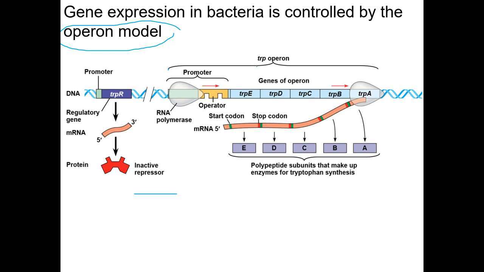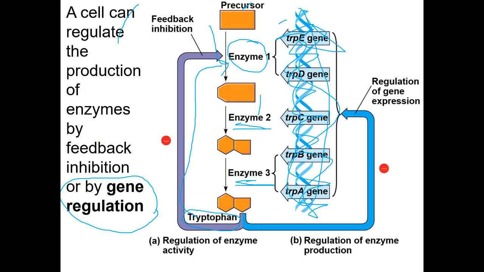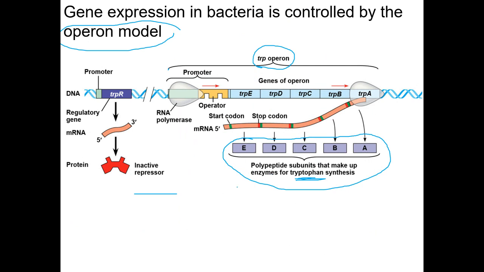So we're going to be looking at the trp operon, which is short for tryptophan. These are polypeptides, and these are the enzymes that you need in order to make tryptophan. So back to here, these enzymes right here, we're going to be looking at the genes to make those enzymes. Okay, so the DNA, that's this part, codes for RNA, which is this part.